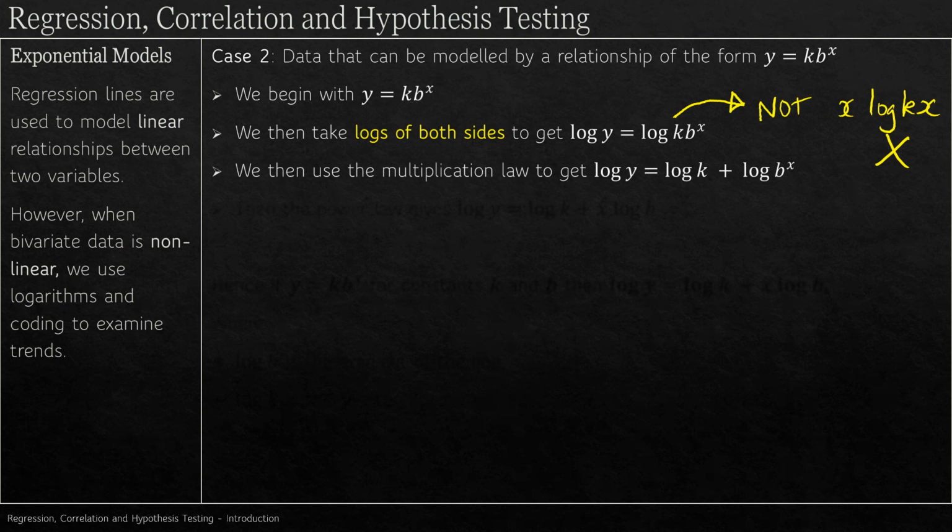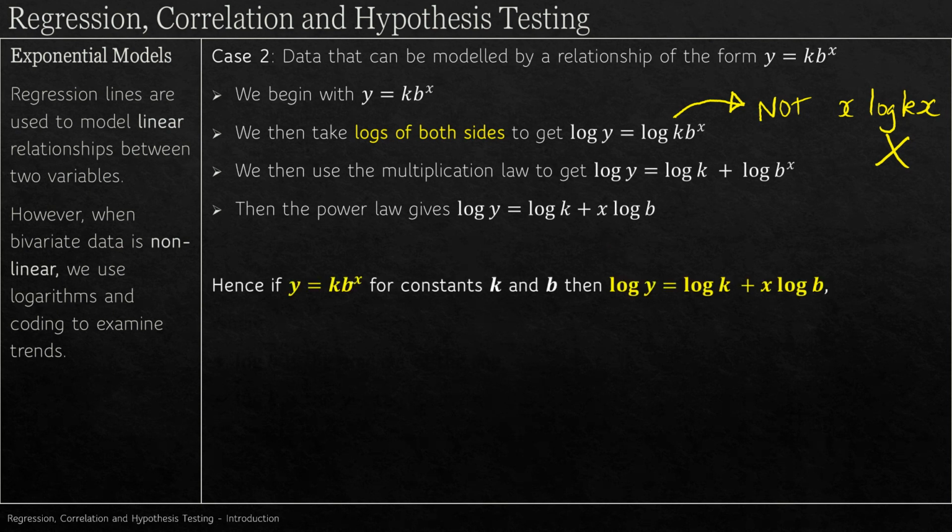The thing you should do, on the right hand side, use the multiplication law to get log k plus log of b to the power x. Now we can use the index law on log of b to the power x. So to summarize, if we have this model, y equals k times b to the power x, once again k and b are constants, then we get this form. So comparing this, like I did on the previous slide, with the equation of a straight line, so y equals mx plus c, just written in a slightly different order.